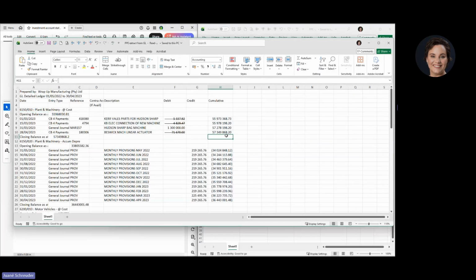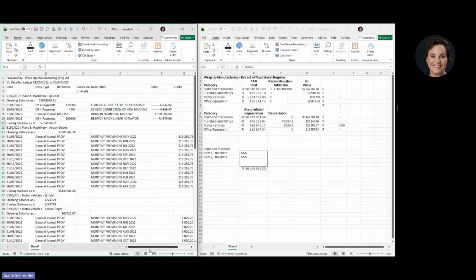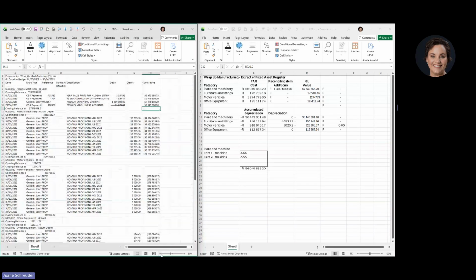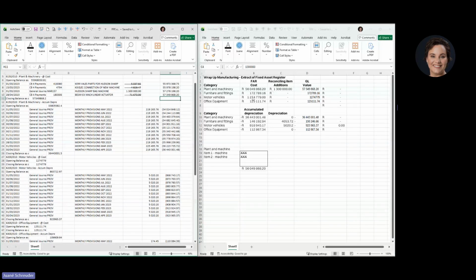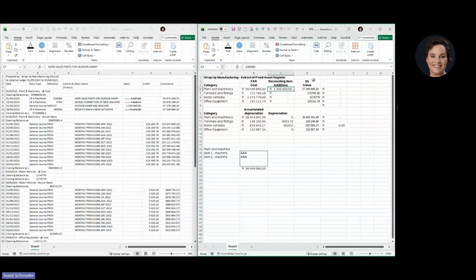Right. Hang on. Let me move it to the left again. Just make it slightly smaller, but still fit in. And on the right-hand side, we can see it as well. All right. So on the right-hand side is the fixed asset register. The cost that we got, or the values from the fixed asset register, is plant and machinery, etc. The additions here is what we are going to see from the accounting records or from the general ledger, and then we've got the GL value.